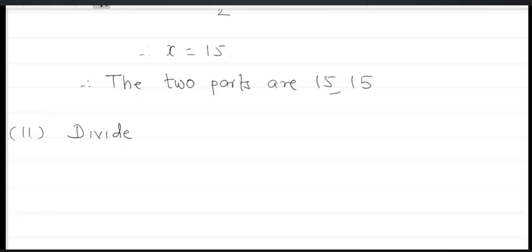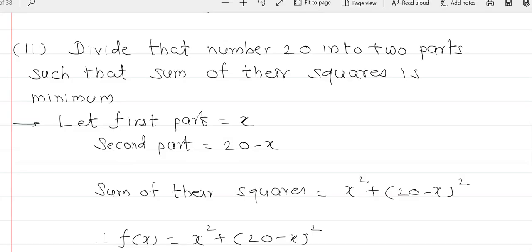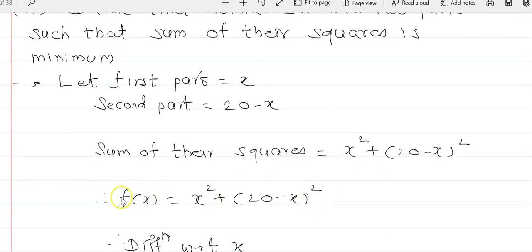Now the next is: divide the number 20 into two parts such that the sum of their squares is minimum. Let the first part of this number 20 be x and the second part be 20 minus x. By the given condition, the sum of their squares is equal to x square plus 20 minus x bracket square. Therefore, f of x is equal to x square plus 20 minus x bracket square.